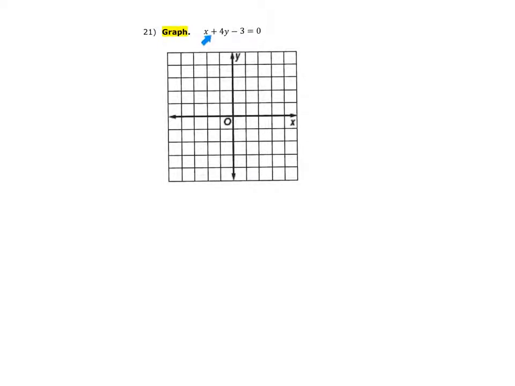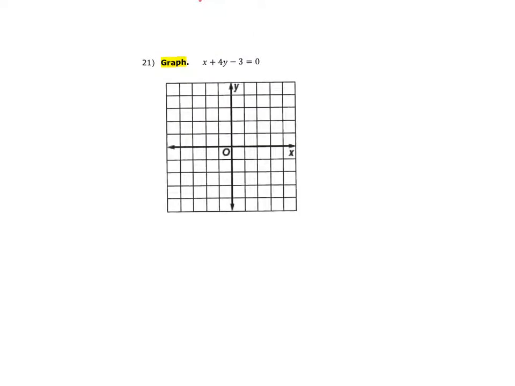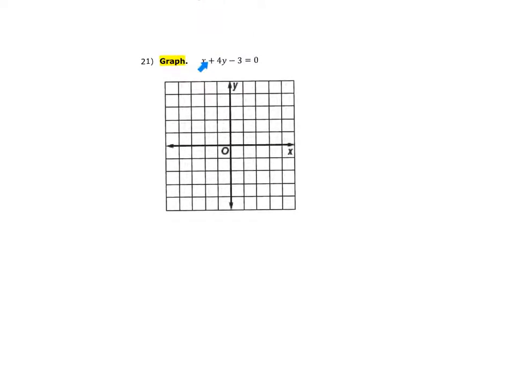Looking at this, I hope that you remember that when you look at the equation or the function that they're giving you, because there's an x and a y and the biggest exponent is 1, I know it's linear. It's a linear function. It's going to draw a straight line.